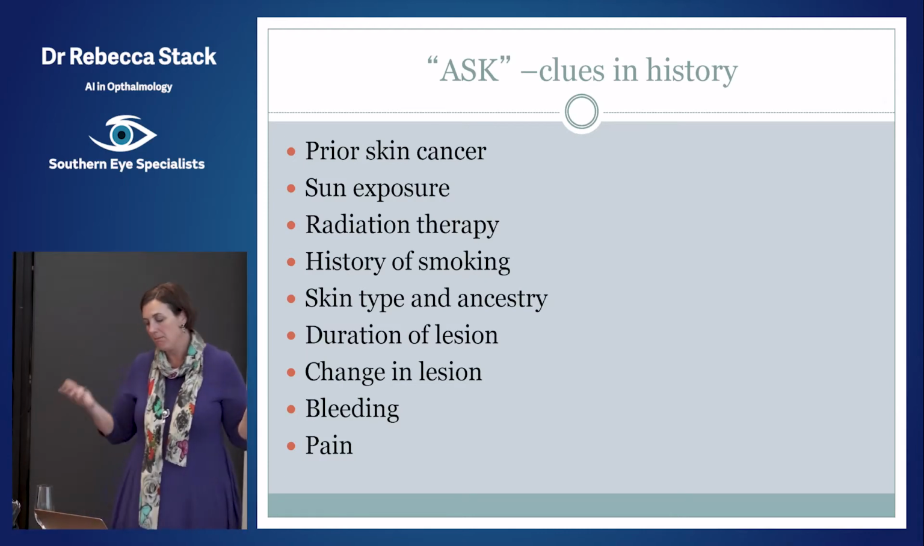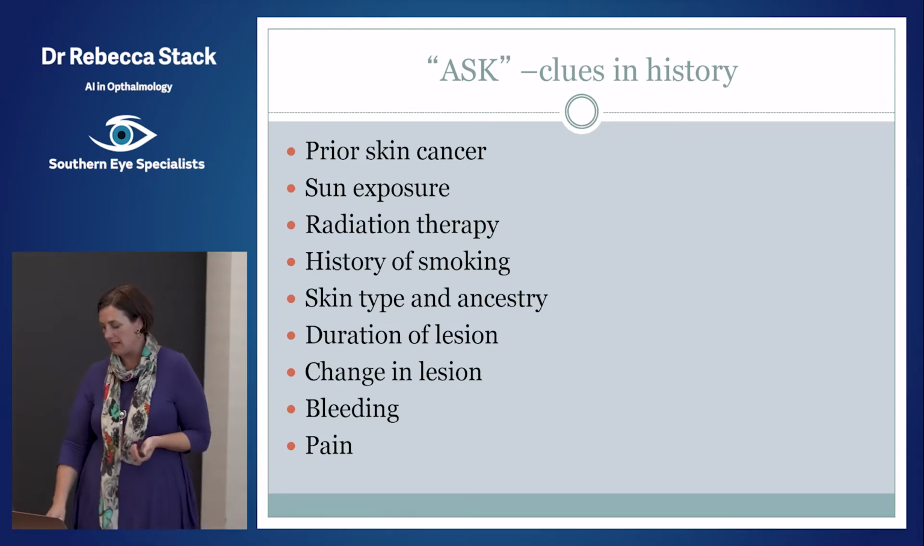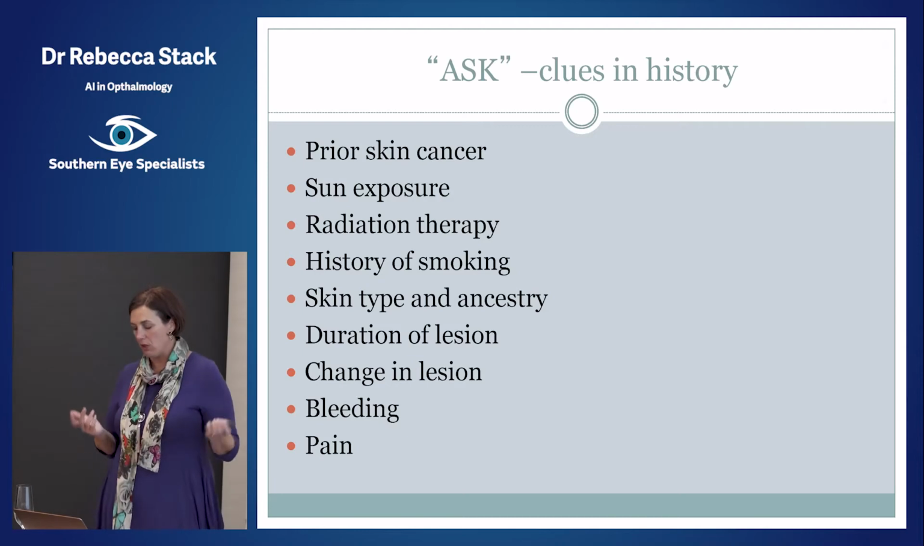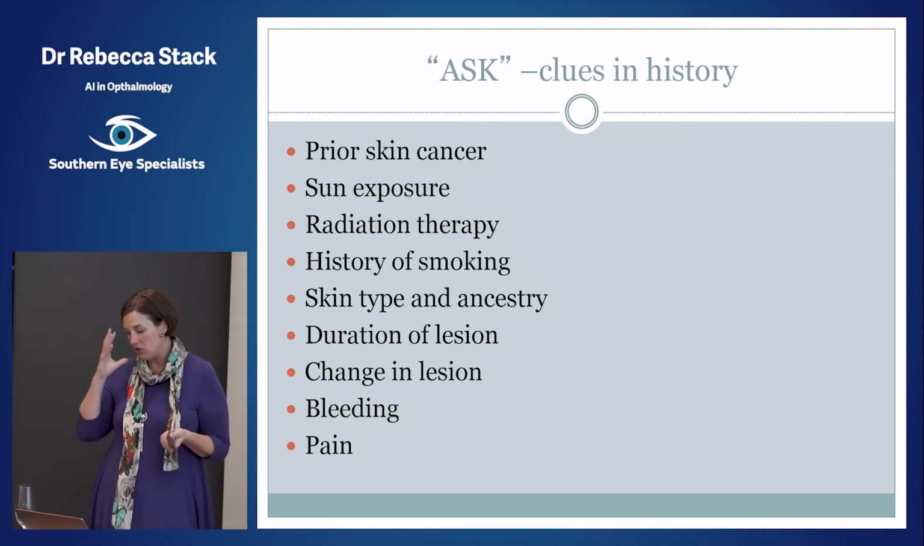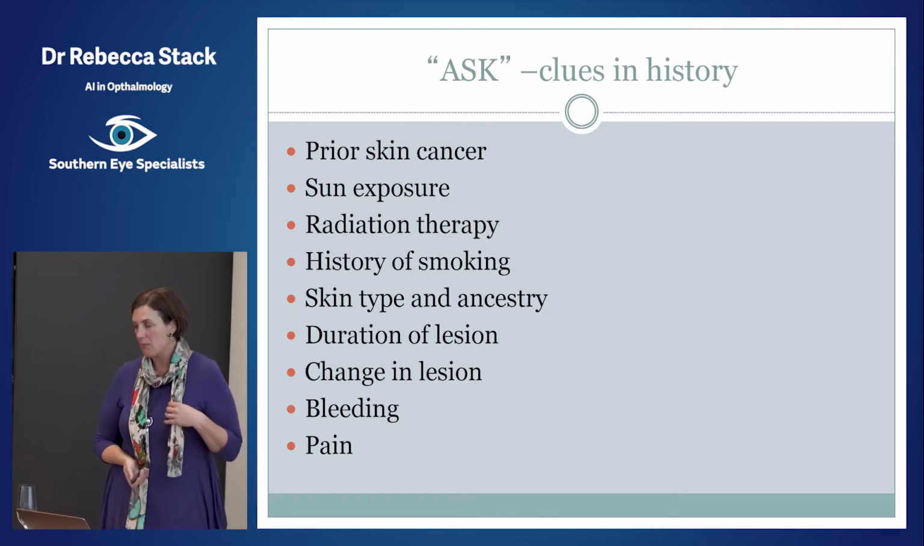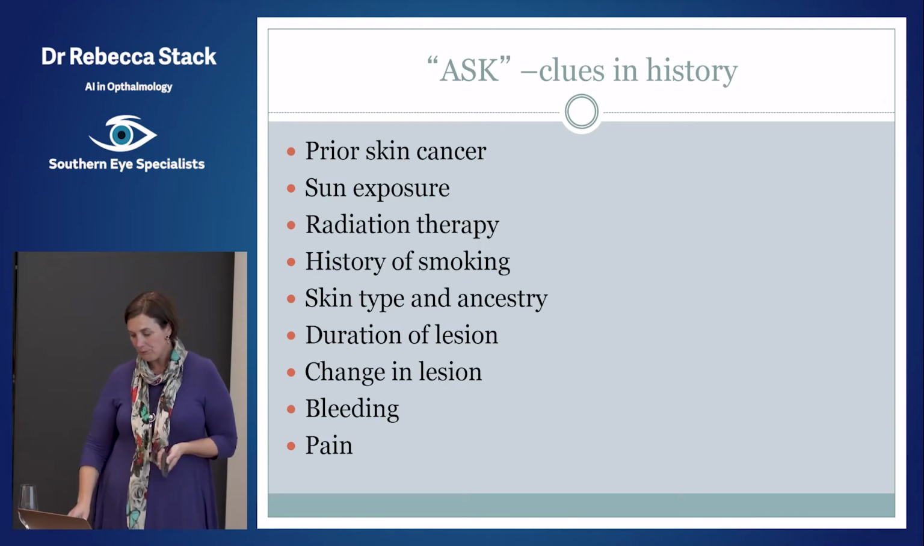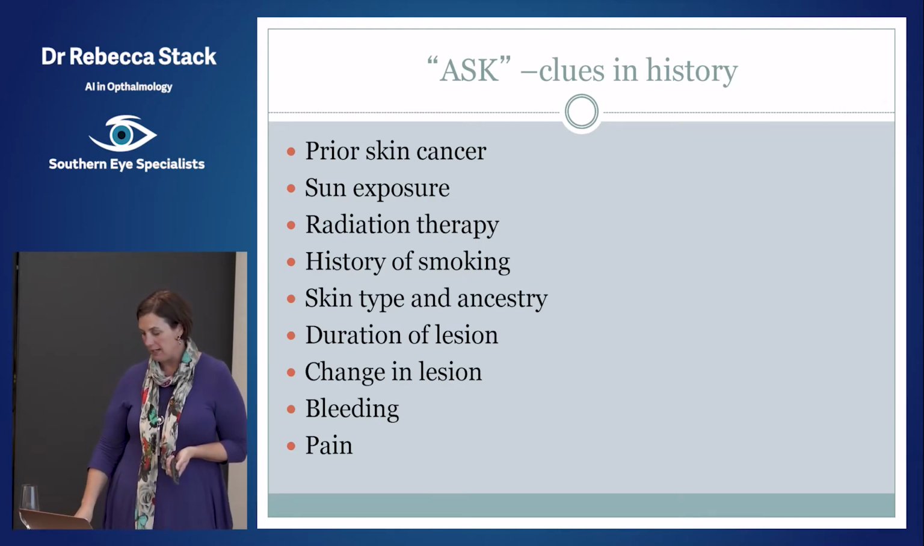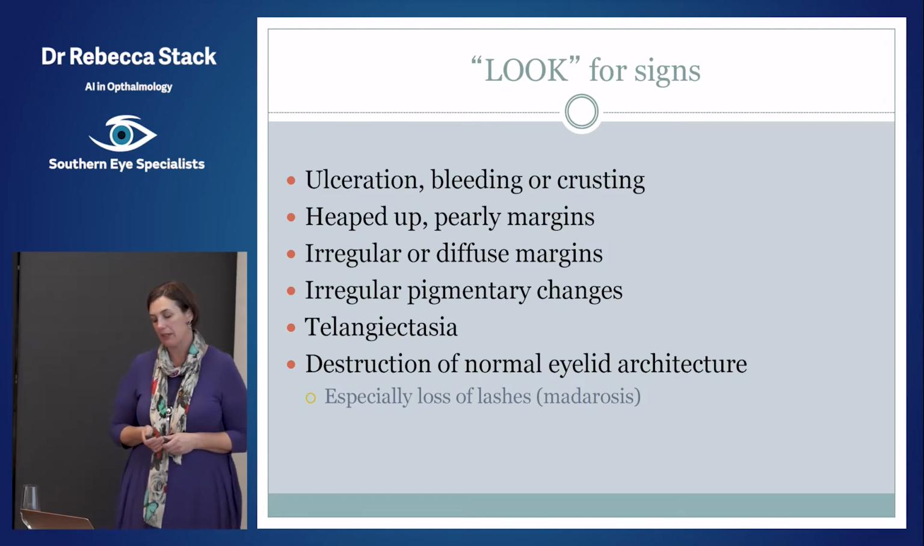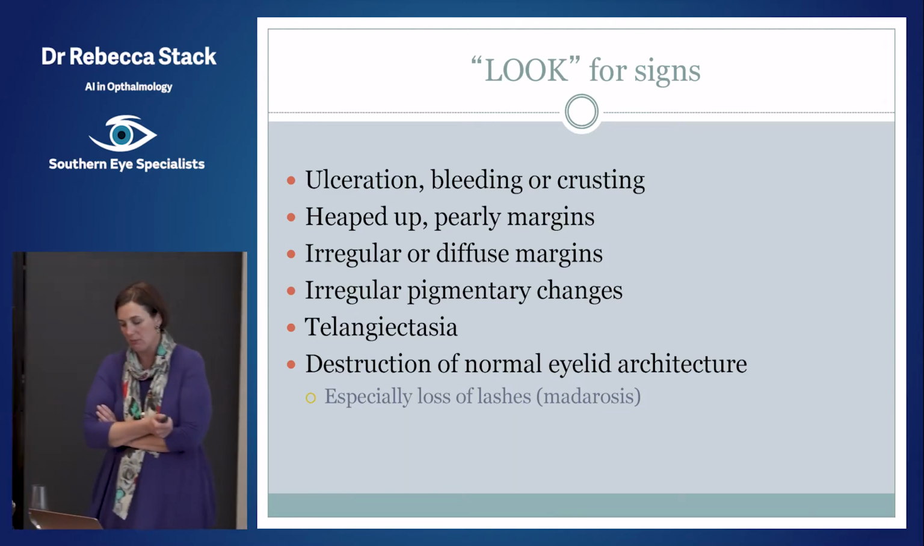Some of these things are going to be sort of ubiquitous and always there, but sun exposure, have you spent your whole time working outside? Have you had radiation to that area? Smoking's just bad and a risk for everything. But the rest of them, you're quite right. So when we look at it, we're going to look for these signs: ulceration, bleeding, encrusting.